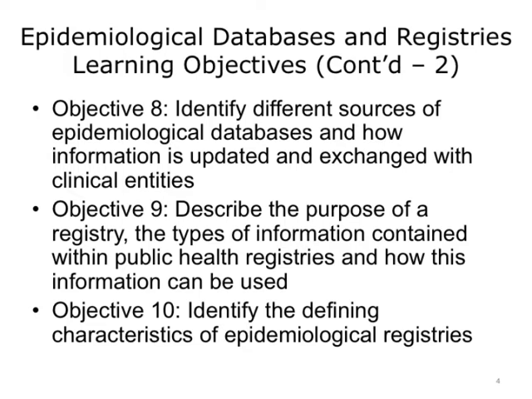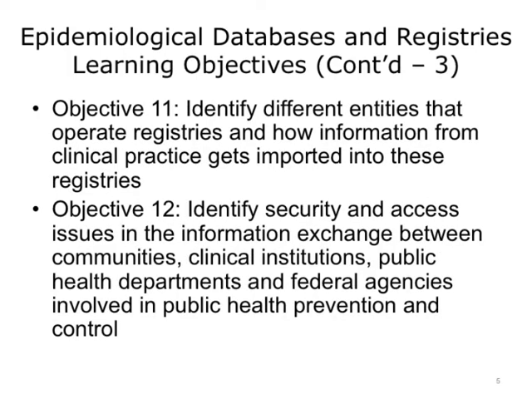Number 9. Describe the purpose of a registry, the types of information contained within public health registries, and how this information can be used. Number 10. Identify the defining characteristics of epidemiological registries. Number 11. Identify different entities that operate registries and how information from clinical practice gets imported into these registries. And 12. Identify security and access issues in the information exchange between communities, clinical institutions, public health departments, and federal agencies involved in public health prevention and control.